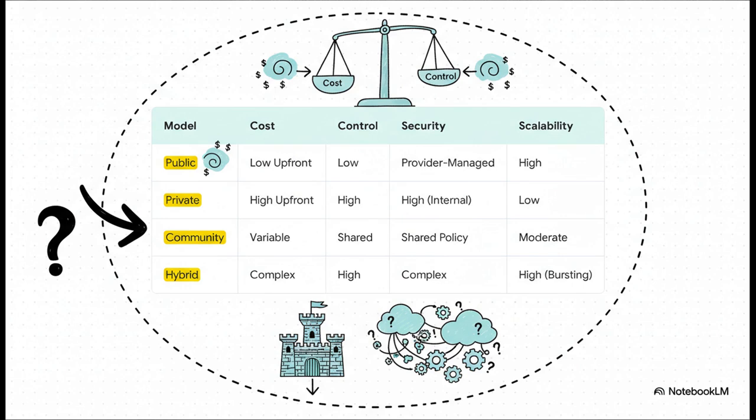Look here. Public cloud, low cost upfront and massive scalability, but you give up control. Private cloud, you get all the control and security in the world, but it's going to cost you a fortune and you're limited in scale. Hybrid seems to offer the best of both worlds, but that comes with enormous complexity. The right choice depends completely on what your organization values most: cost, control, security, or scalability.